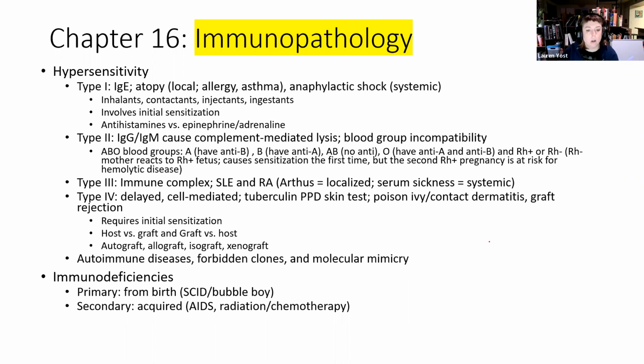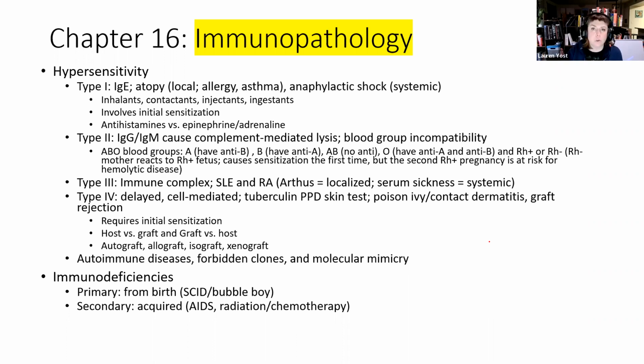Forbidden clones, that's just the ones that recognize self, and molecular mimicry, whenever an organism mimics our cells. So a bacteria like staph might look, and this is more strep actually, though. Let's talk about that. Strep can have molecules on the surface of it that look like us to our cells. And so that's how it hides out.